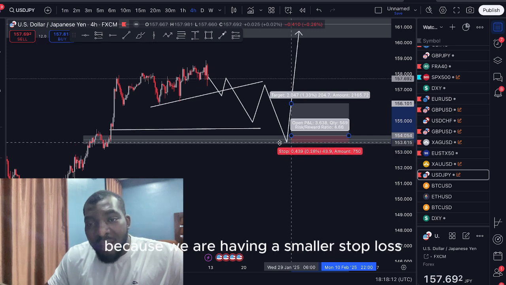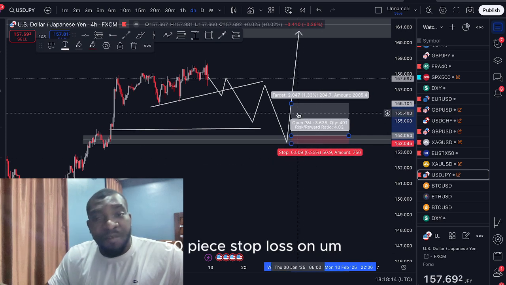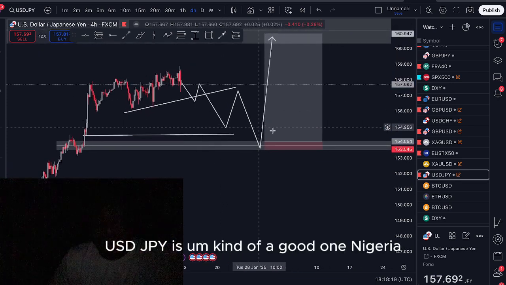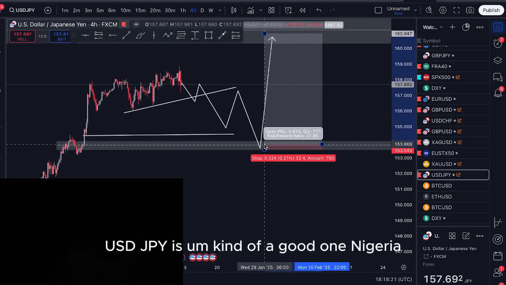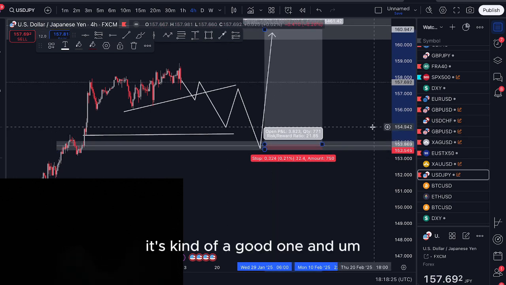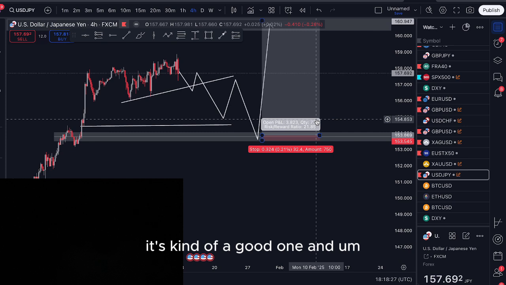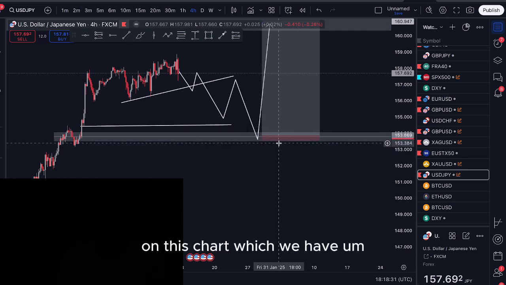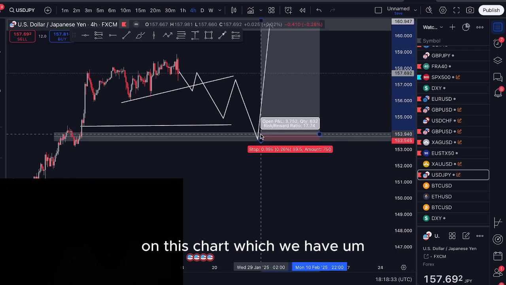Why? Because we are having a smaller stop loss. A 50 pips stop loss on USD JPY is kind of a good one, and 50 pips stop loss is kind of a good one on this chart, which we have around here.